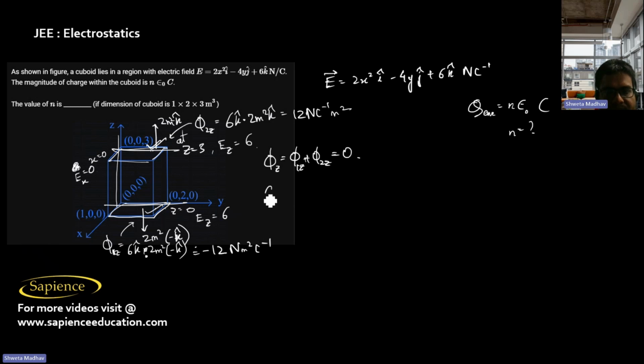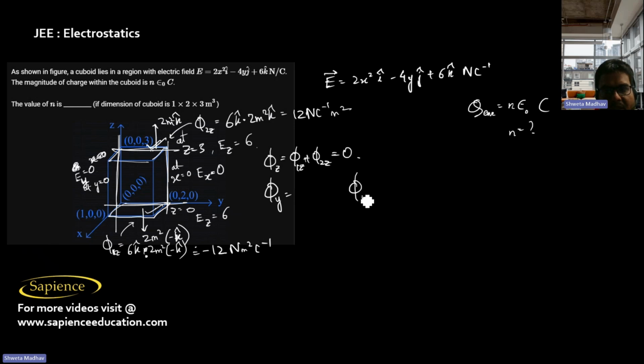And phi y, that is for the side faces. Here for this one, at y equal to 0, the y component of the electric field is 0. And for the back surface, at x equal to 0, the x component of the electric field is 0 only.